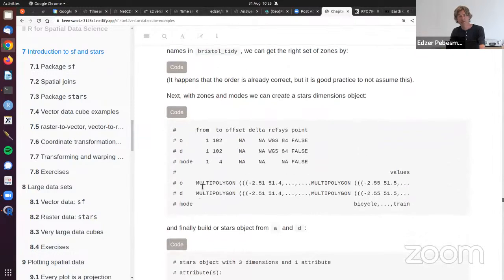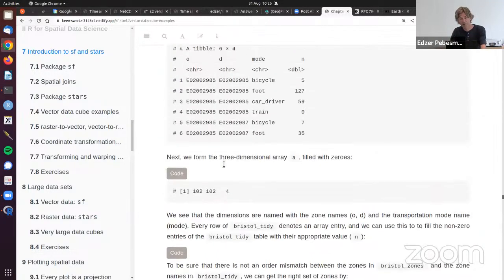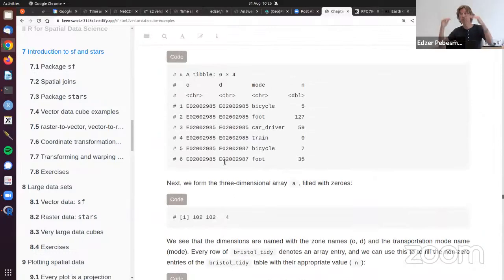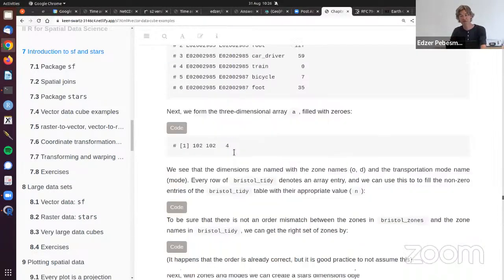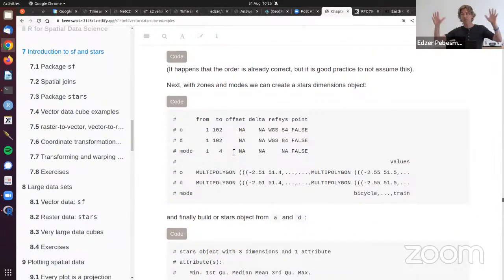And I reworked that essentially into a vector data cube, where we have things arranged into a 102 by 102 array by 4 modes. So we have the full origin destination matrix, filled with zeros when there are no movements, and filled with data when there are movements. This table, of course, only has the movements. It doesn't have the zeros, because there's a lot of places where nothing happens.